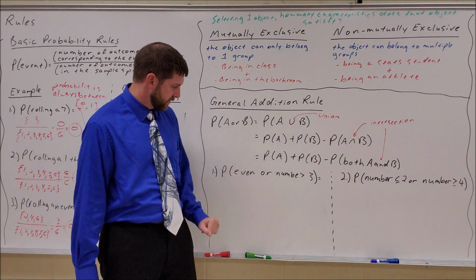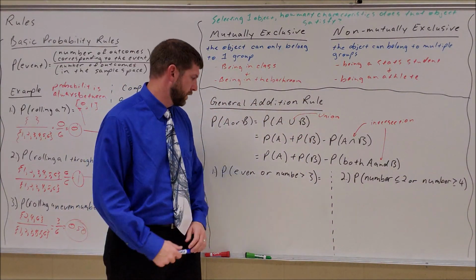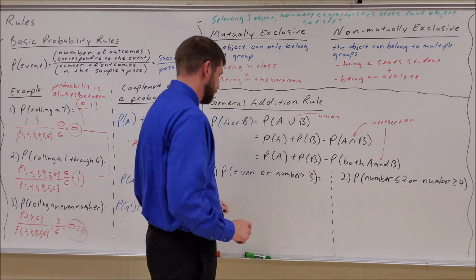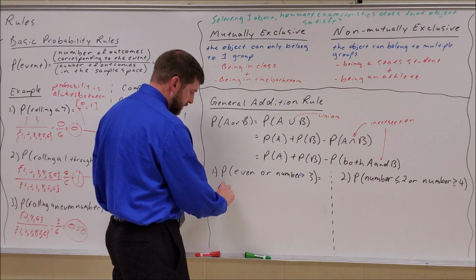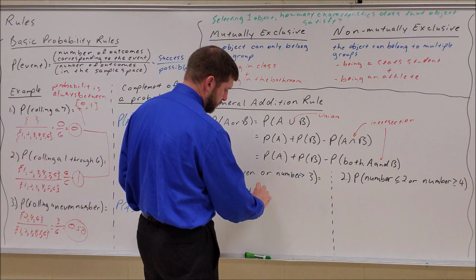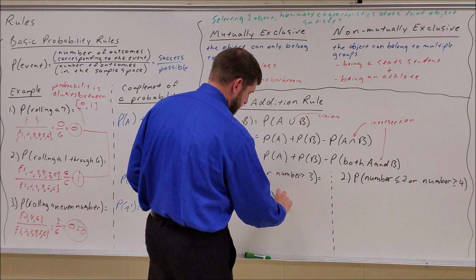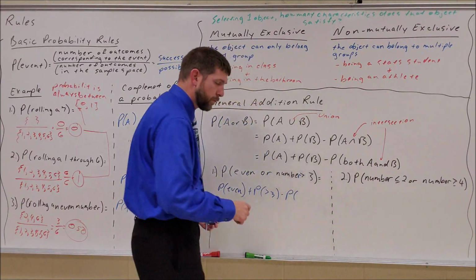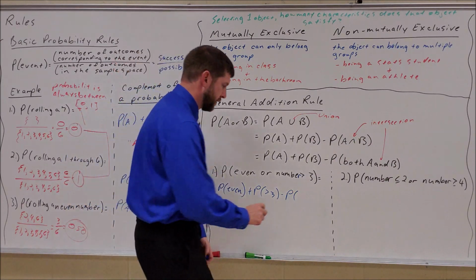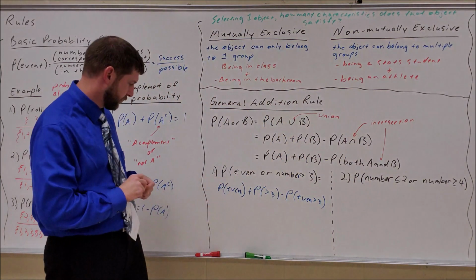All right, so let's go through a couple of examples. Okay. So probability of an even number or a number greater than 3. So event 1 is probability of even. Event 2, probability of number greater than 3, minus a both. Well, what would a both look like in this case? It would be an even number greater than 3.